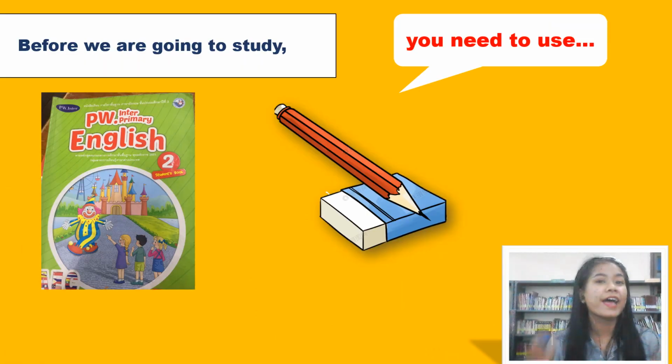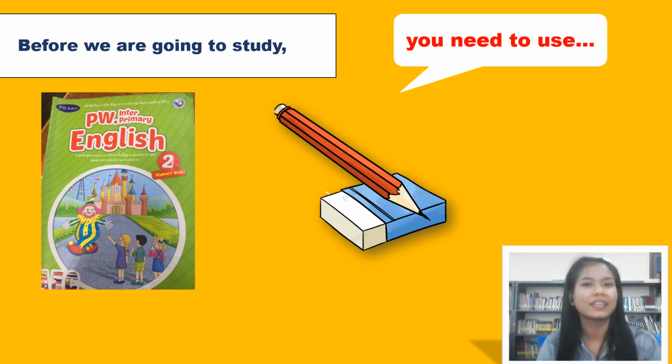Right? So, before we study, you need to use 1. PW Student's Book. 2. Pencil and ruler. Alright? Okay, next.